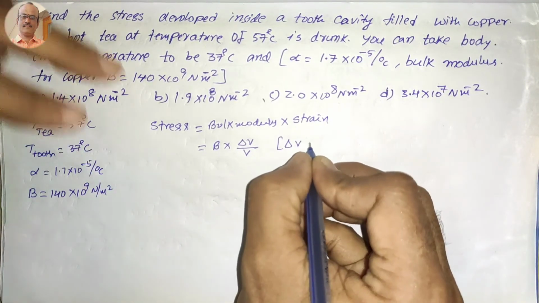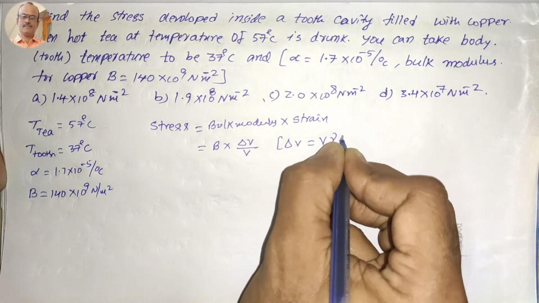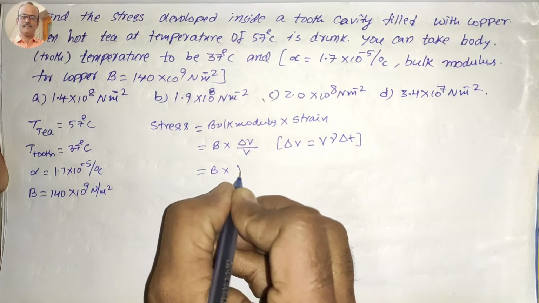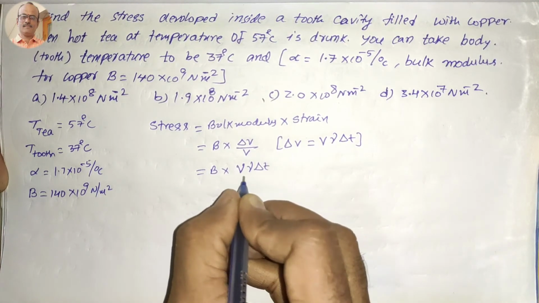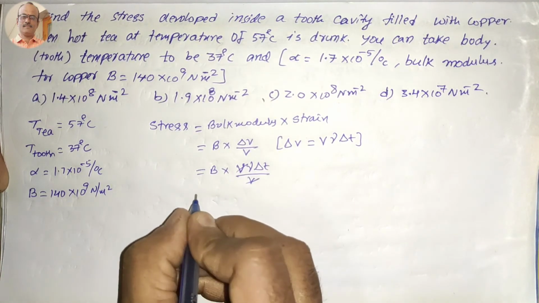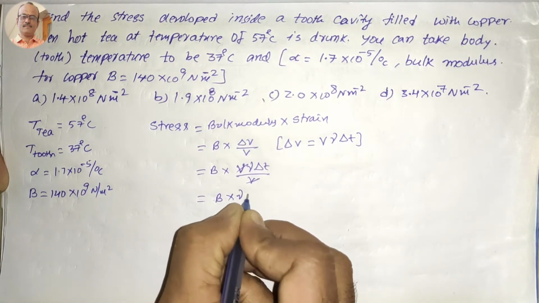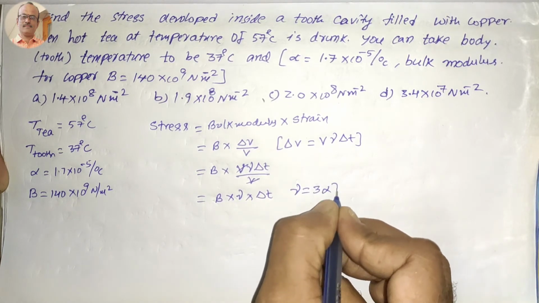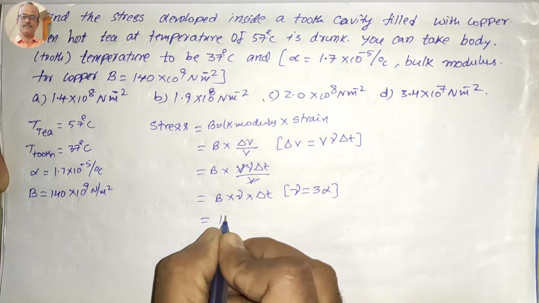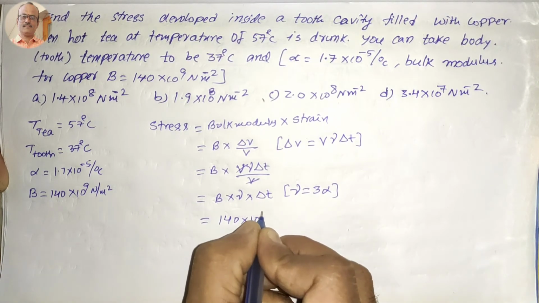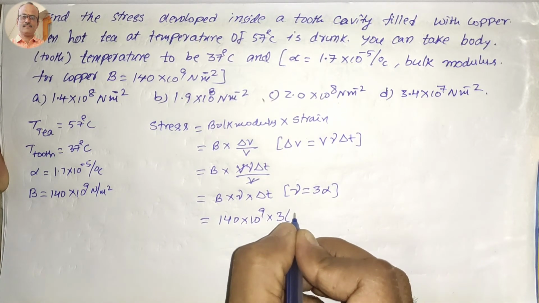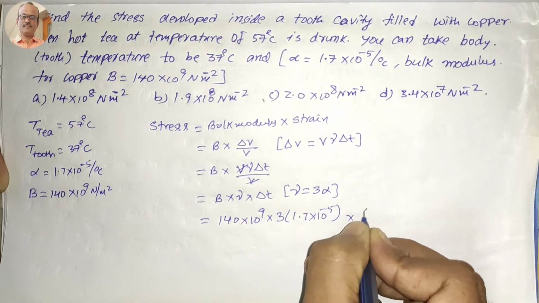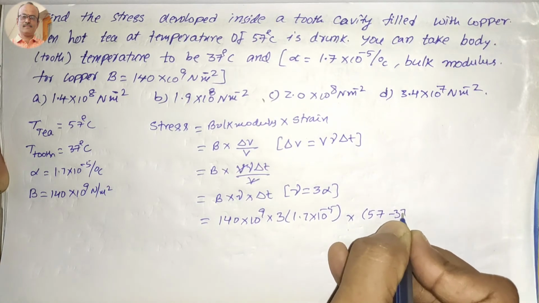But one thing remember, delta V is equal to V into gamma into delta T. Now here substitution, B into V into gamma into delta T divided by V, V gets cancelled, remaining B into gamma into delta T. Already we know gamma is equal to 3 alpha. Now bulk modulus already we know 140 into 10 to the power of 9 into 3 times 1.7 into 10 to the power of minus 5 into temperature 57 minus 37.